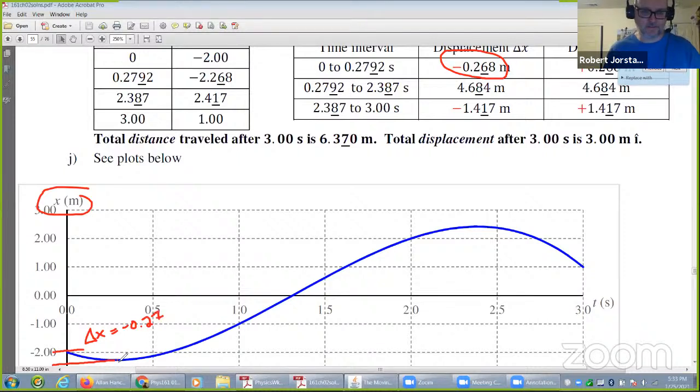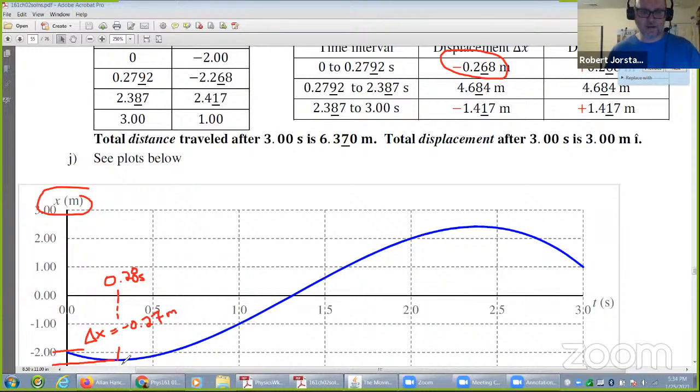Okay, and that's about the first time, I think, 0.28 seconds. Just a coincidence, the numbers are so close. So in 0.28 seconds, this thing goes down 0.27 meters.